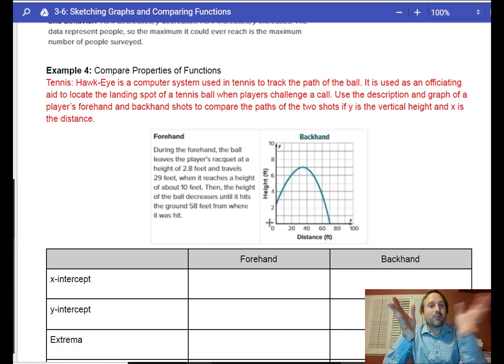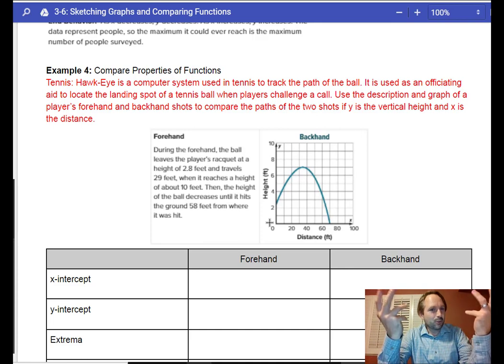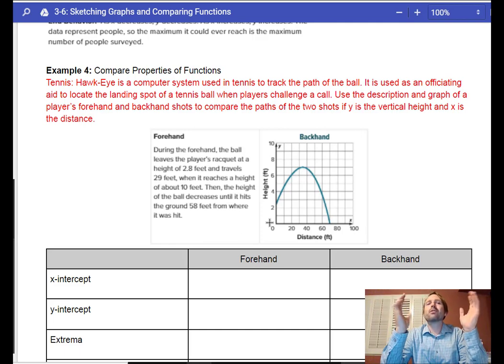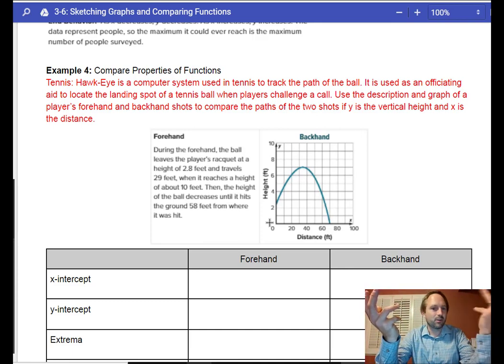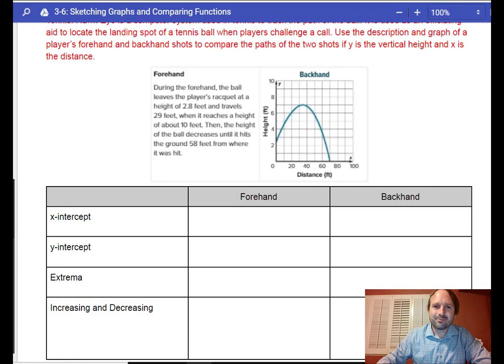For examples 1, 2, and 3, we pretty much drew the graph, sketched it. Now we're comparing. What are we comparing? We're comparing two different functions. How are we comparing them? One is going to be the actual graph and the other one is a description. This is going to be our last example for today, so let's see if we got this.